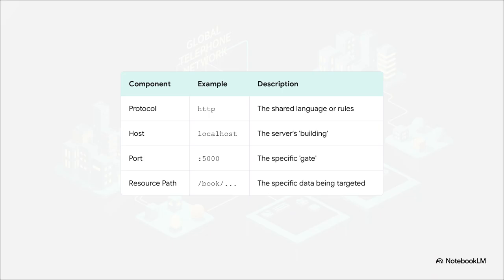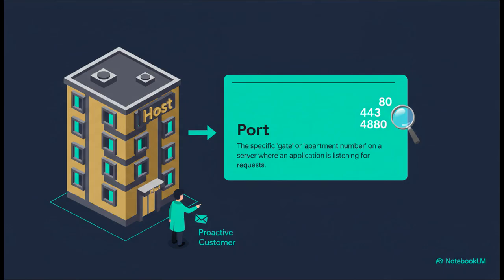Next, the host, like localhost. That's the server's location. You can think of it as the building where it lives. Then you have the port, which is the specific gate we're about to talk more about. And finally, the resource path. This tells the server exactly what we want, like asking for a specific book on a specific shelf in a giant library. Now, let's zoom in on the port for a second, because this concept is so important. If the host is the giant apartment building, the port is the specific apartment number.